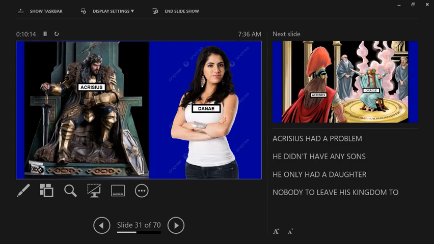So, we have King Acrisius and his daughter. I've always called her Diana, but it's Danae, I'm not sure, or Danaea. I'm not sure exactly how it's pronounced. But King Acrisius doesn't have any sons. There's nobody for him to leave his kingdom to. He only has one daughter. And that's a problem because apparently during these times, you can only leave your kingdom to a male heir.